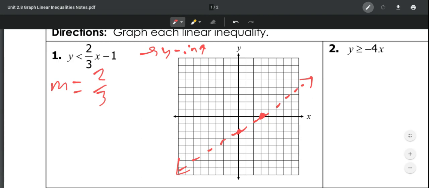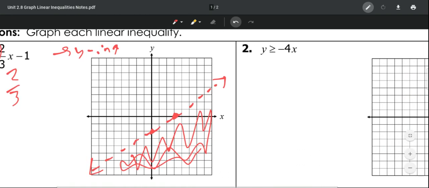And then the final step is our shading step. This will tell us where our answers come from that satisfy this inequality. And we find that from this symbol as well. If it's greater than, we would shade above this. If it's less than, we shade below it. And it is less than, so we just shade below that line. And that's what that graph would look like.